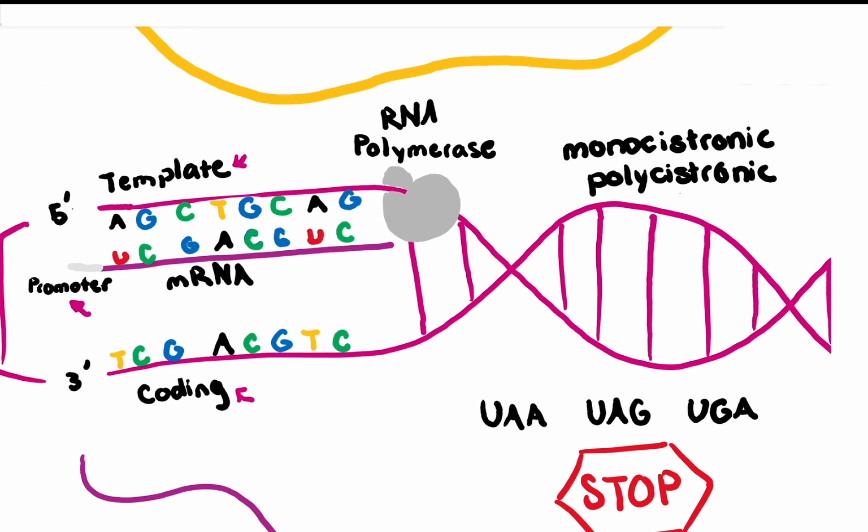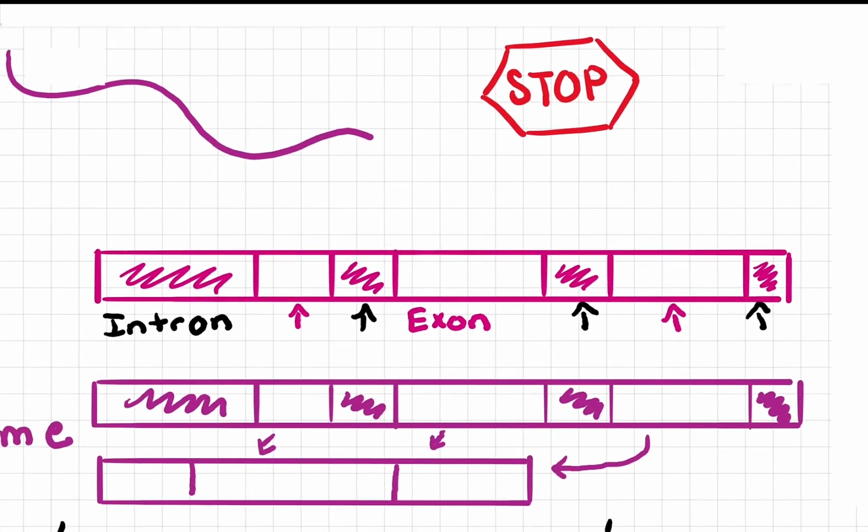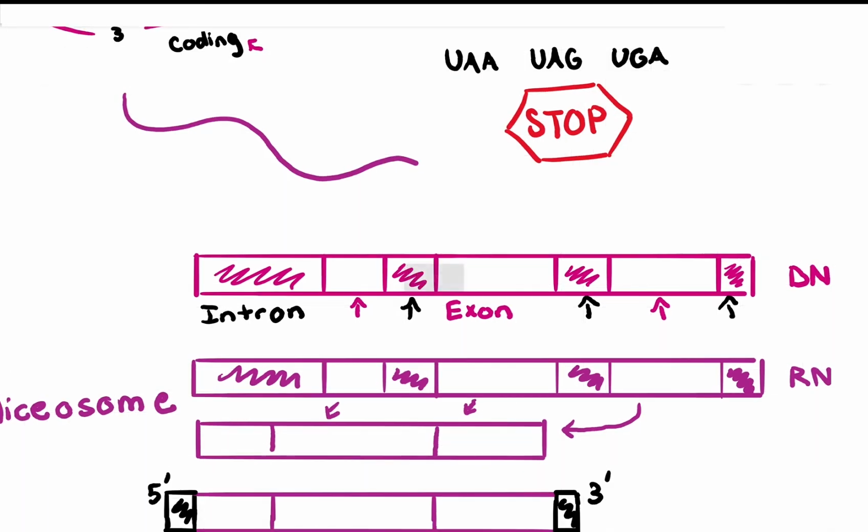Now, your RNA polymerase stops coding for this mRNA once it hits a stop codon. On the mRNA side, that would be UAA, UAG, or UGA. These are your stop codons. Once it stops coding, your DNA is brought back together, and your RNA has one more step before it leaves the nucleus. Now, what is this step?